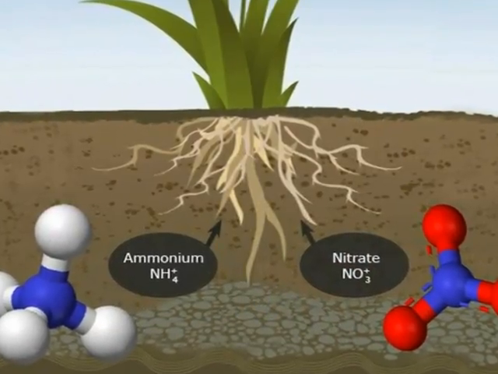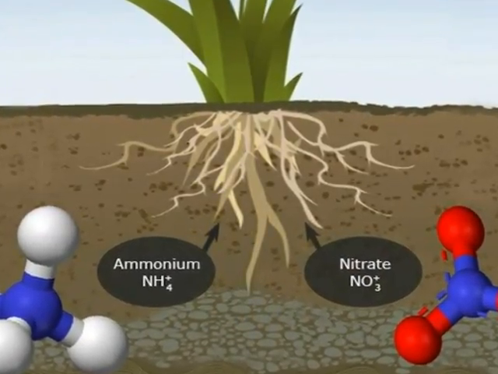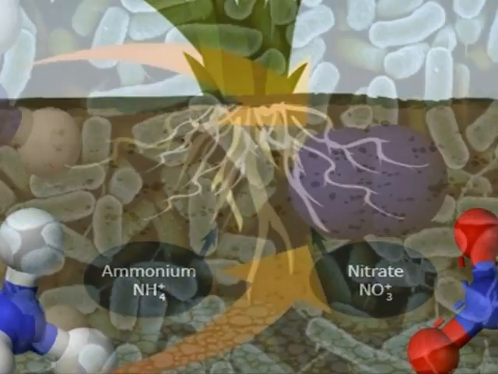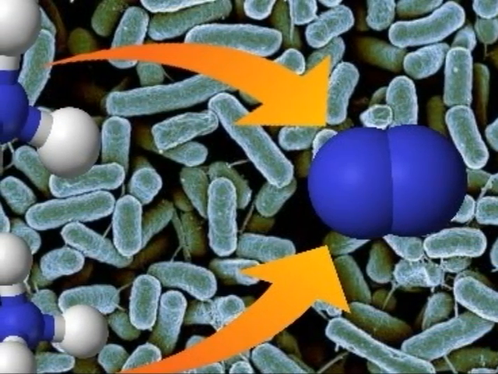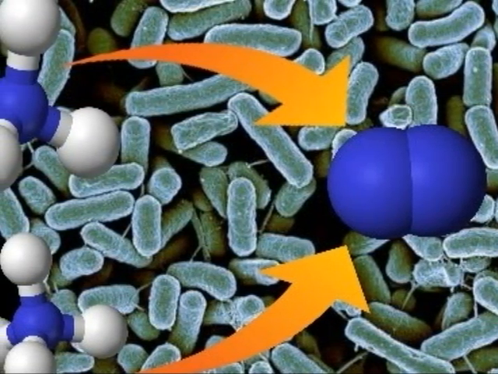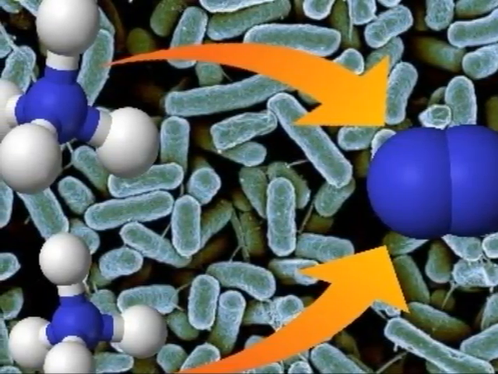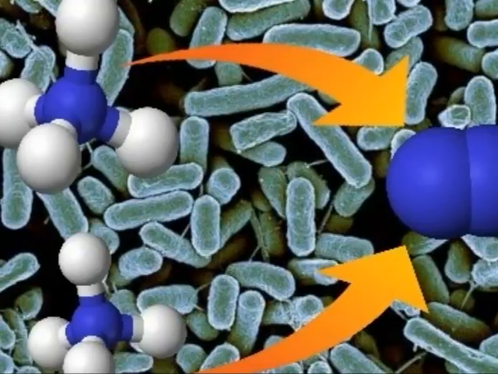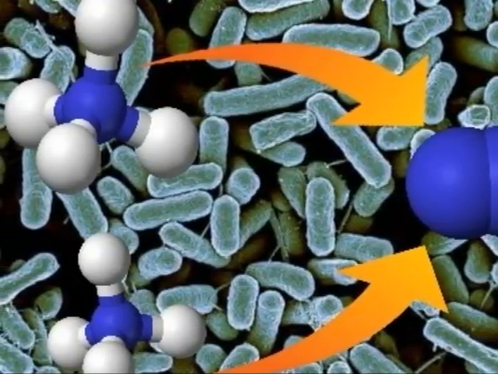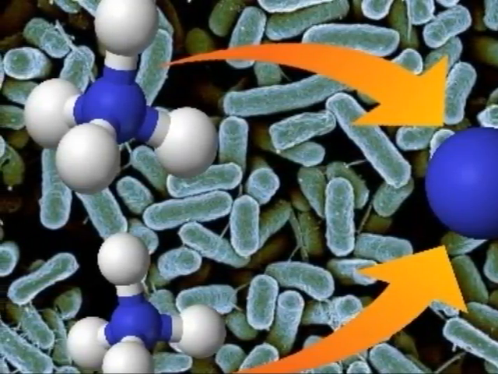Step 5. Nitrates are then taken up and used by plants. Step 6. Denitrification, an anaerobic reaction carried out mainly by bacteria, converts nitrates to nitrogen gas, and the cycle is then complete.